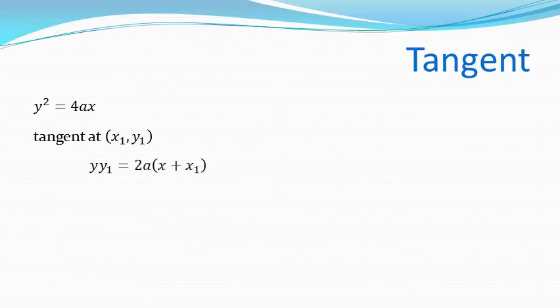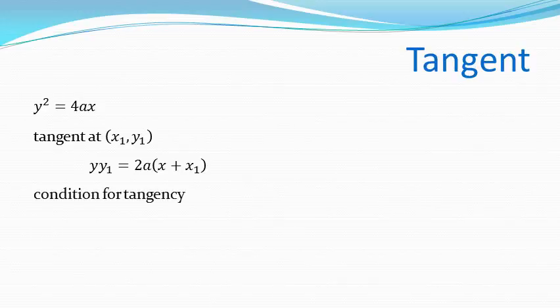The concept of tangent is important in a parabola. So if we have the standard parabola y squared equals 4ax and if we want to write down the equation of the tangent at a point x1, y1 on it, then we write it down like this. y y1 is equal to 2a times x plus x1.